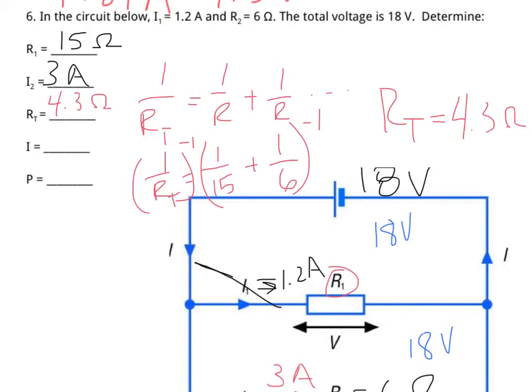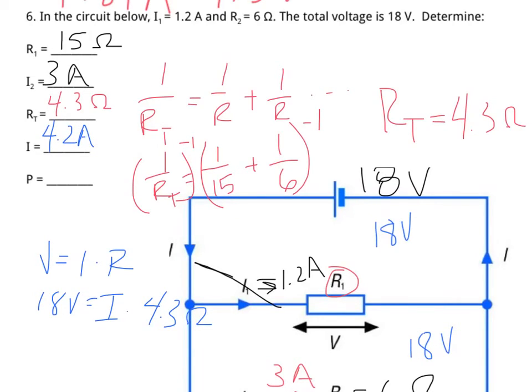The total current is calculated using Ohm's law from the total resistance. So we'll go again to V equals I times R. 18 volts is the total energy on the circuit. The current is what we're trying to solve. The resistance we just calculated at 4.3 ohms. So we get a total current running through this particular circuit is 4.2 amps.